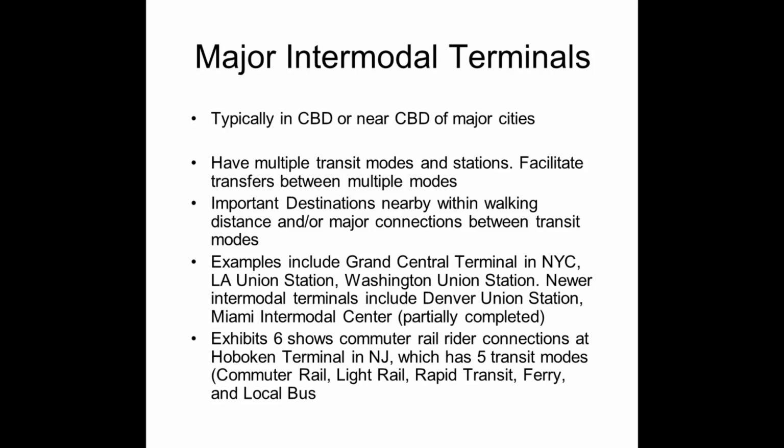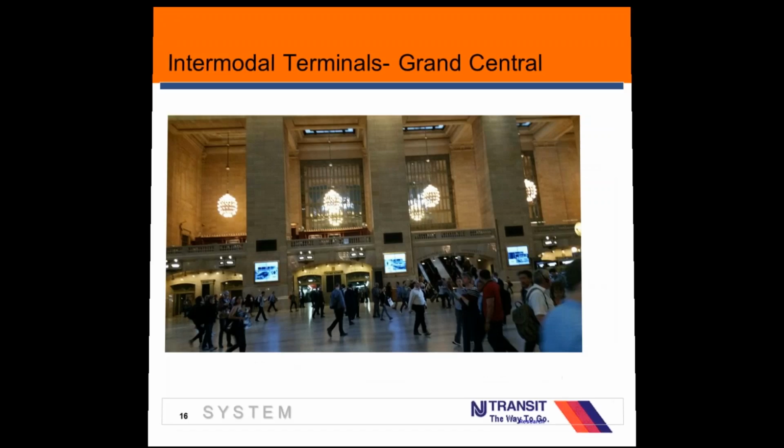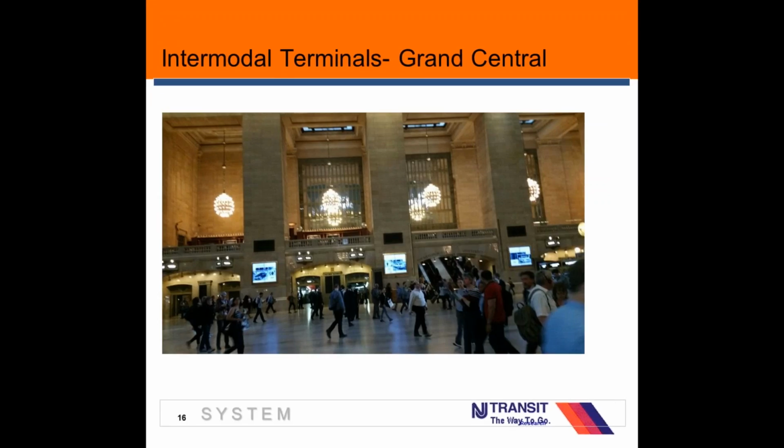So these are examples of new intermodal centers that are being built to show where the systems can come together. I'll also show an exhibit of Hoboken Terminal, New Jersey, which actually has 5 transit modes: commuter rail, light rail, rapid transit, ferry, and local bus, but it's on the water. And this is an example of Grand Central Terminal, obviously, as an intermodal center. You can see people here are going from the trains to different locations.